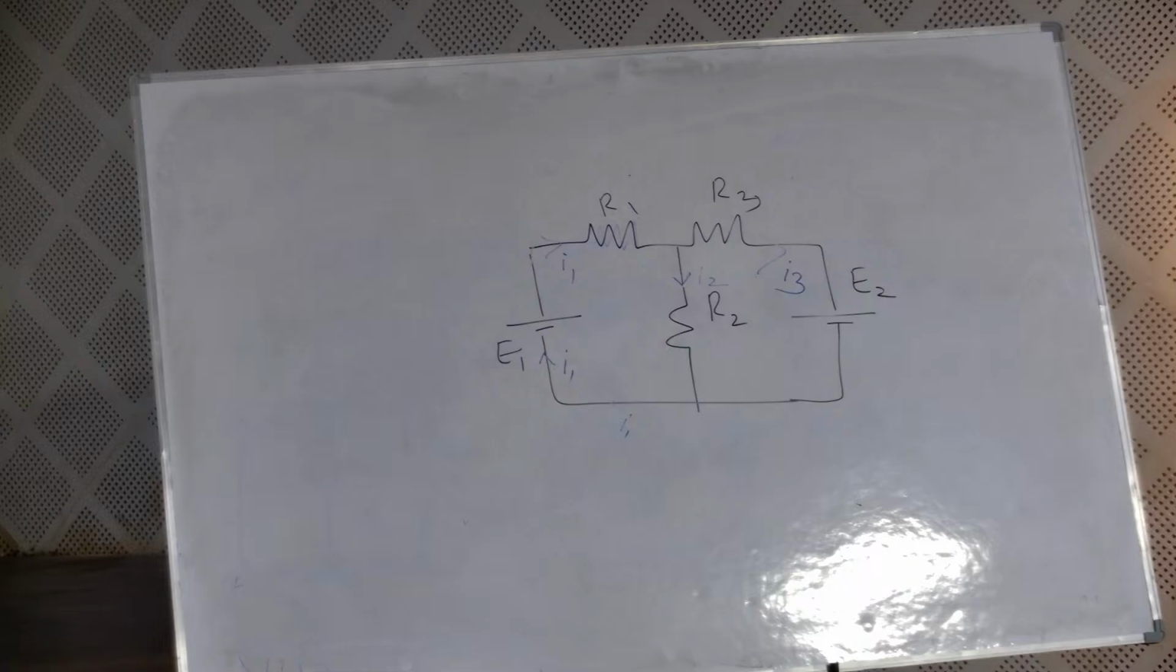Mesh and nodal method, we have to apply to get the branch currents. After getting the branch currents, please be seated. After getting the branch currents, I want the voltage across the bulb.